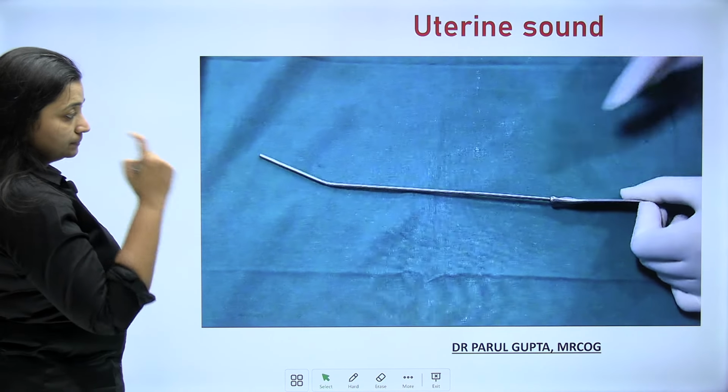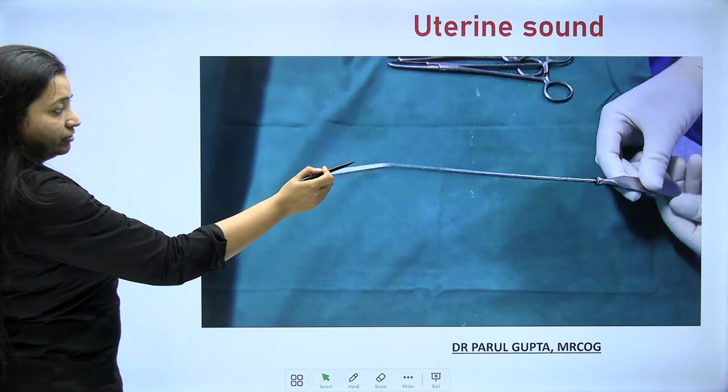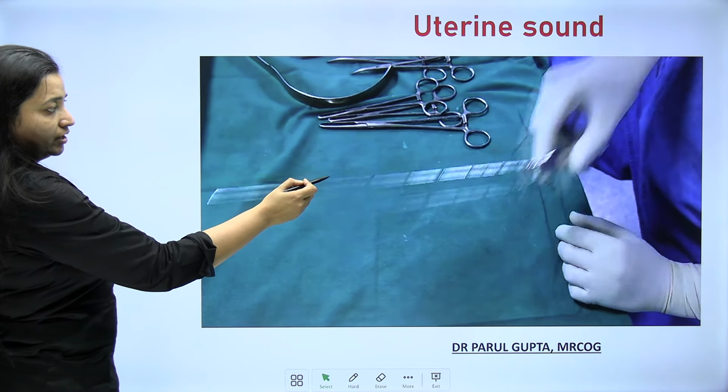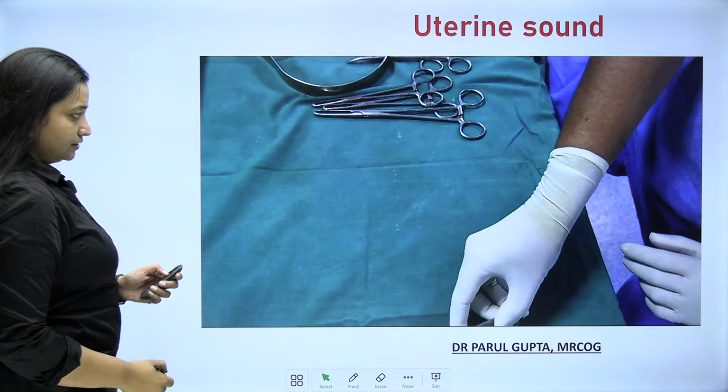This is how it looks. Guitar shaped from down below, and there are markings on it, from where you can see what is the actual length. With this, I finish off the instruments.